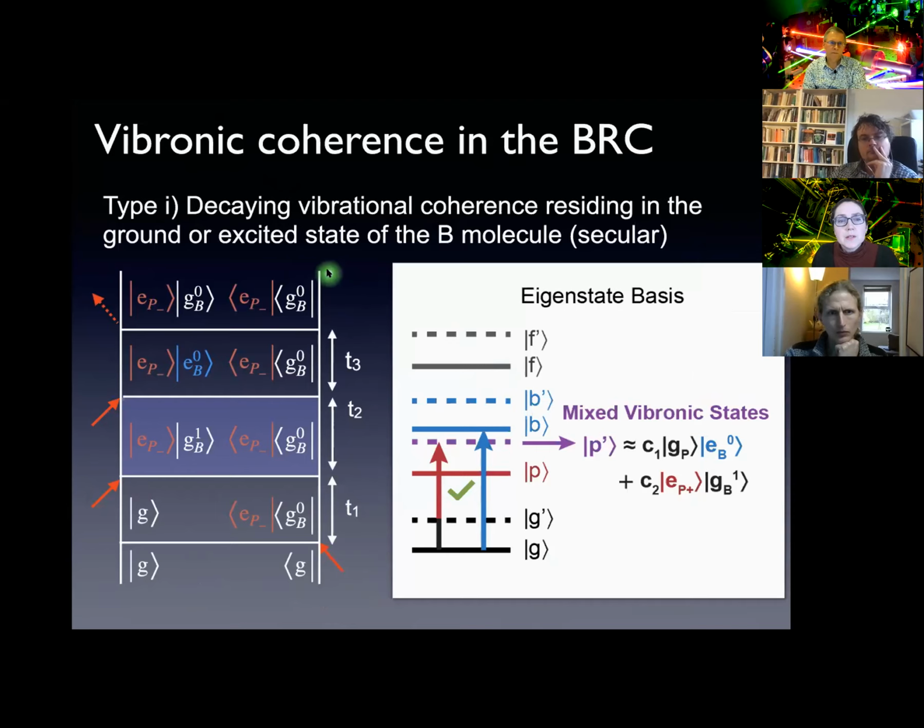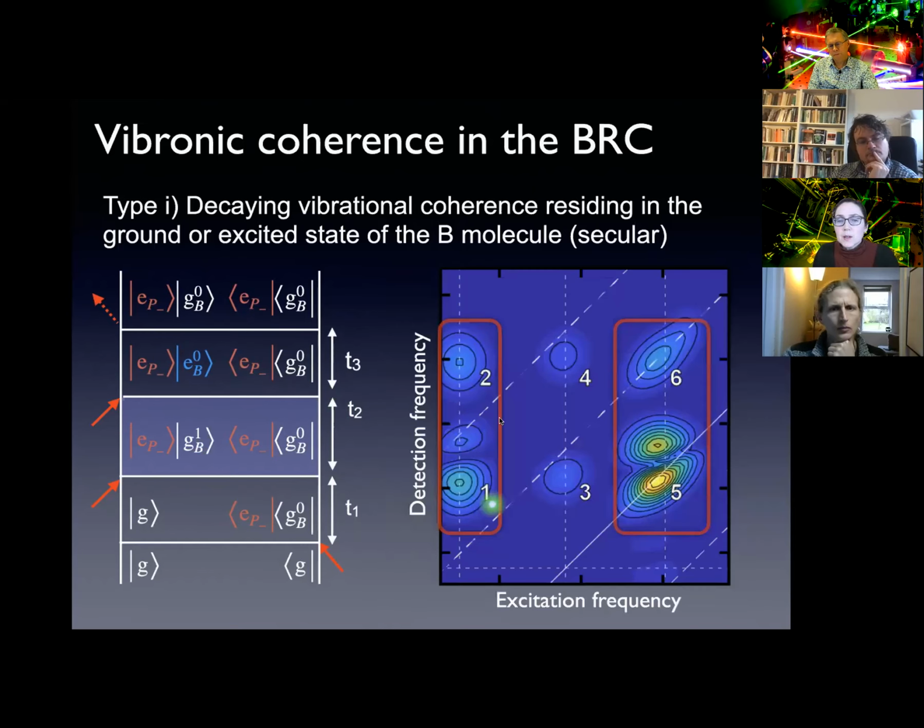So the first type of coherence that we found was basically describing decaying vibrational coherence residing, in this case, so in the ground or excited state of the B molecule. Okay, so here during the T2 time, this is one representative pathway. We have the electronic excitation on the lower P exciton and a vibrational coherence in the ground state of B. Okay, and this decays during T2 and gives rise to features located at these locations on the coherence map.